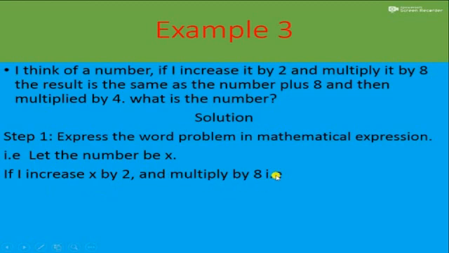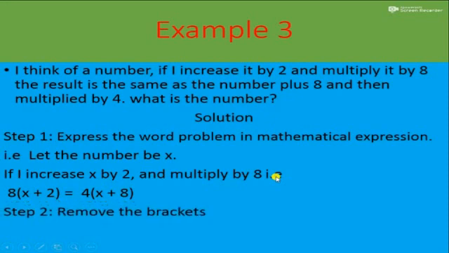Now let's look at what will happen here. When I increase x by 2, we have x plus 2. Remember, I say increase here means addition, plus. Now I increase x by 2, we have x plus 2, and multiplied by 8. Then I multiply this x plus 2 by 8. 8 there is a multiplier.